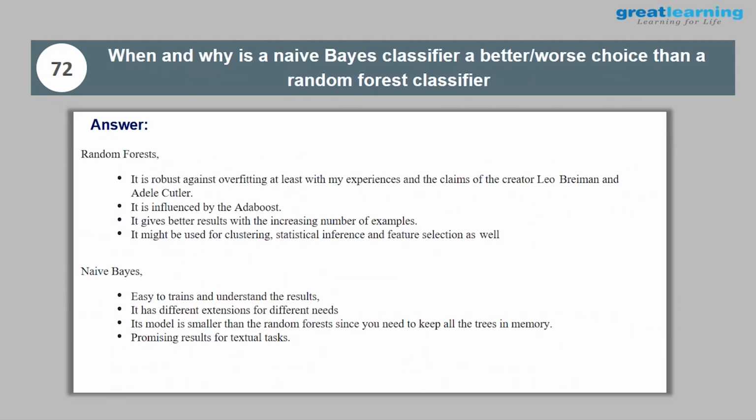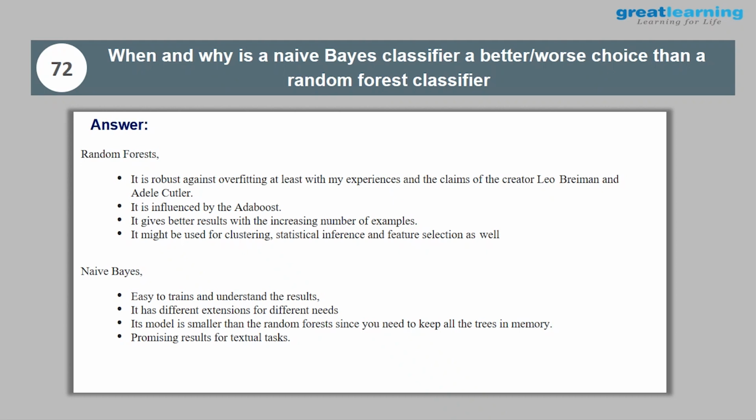So now we come to when and why a naive Bayes classifier is a better or worse choice than a random forest classifier. Random forest is robust against overfitting, at least with my experiences and the claims of the creators Leo Breiman and Adele Cutler. It is influenced by AdaBoost. It gives better results with an increasing number of examples. It might be used for clustering, statistical inference and feature selection as well.